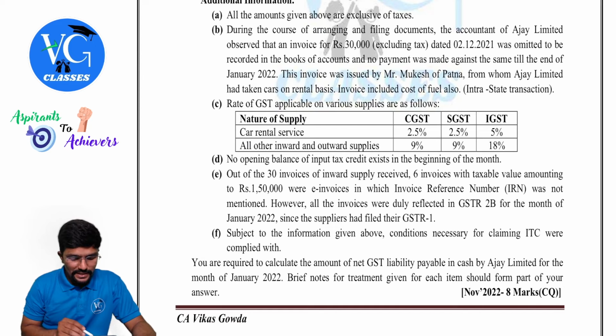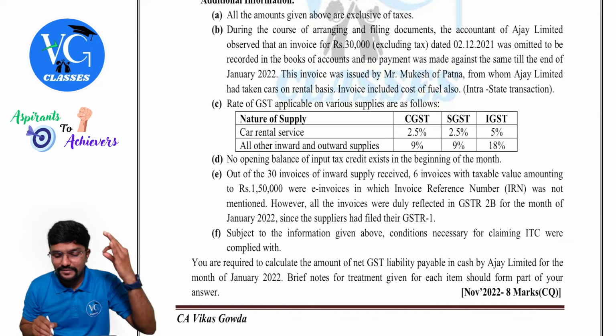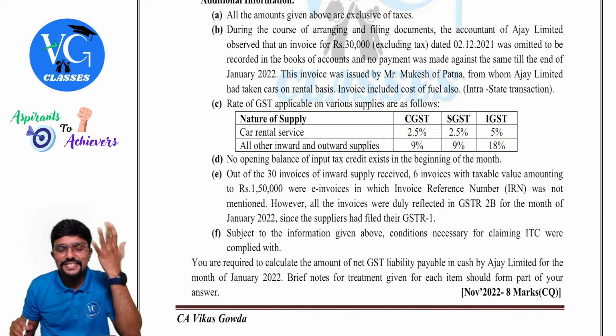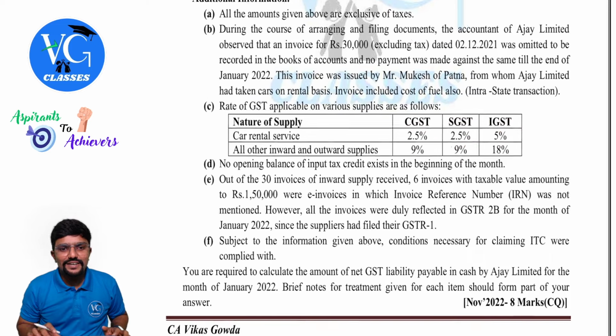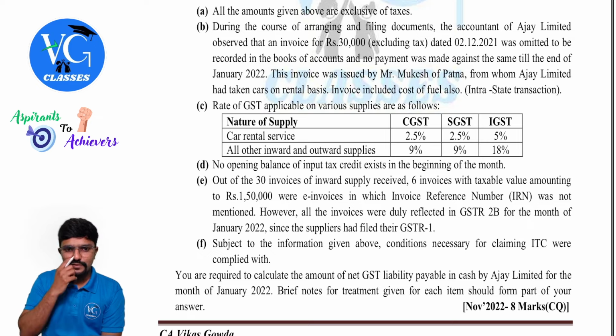Next, C. Rate of GST applicable on various supplies are as follows. Car rental service 2.5, 2.5. Important. IGST 5. All other inward and outward supply 9% each. No opening balance of input tax credit existed in the beginning of the month. Okay.